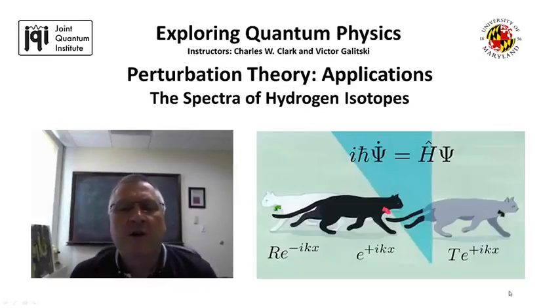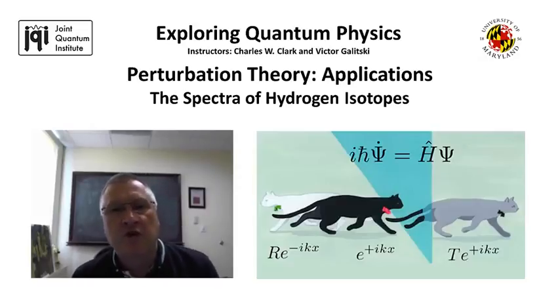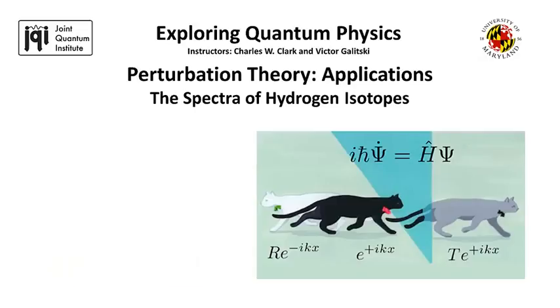I'm Charles Clark. We're going to conclude this lecture with another application of perturbation theory to a problem that can be solved exactly, an important problem, but this will show you how you can use perturbation theory to test against the result to see if you're getting the right answer in the leading order. We now return to a problem that we studied previously, the spectra of the isotopes of hydrogen, but we're going to approach it from the standpoint of perturbation theory rather than a direct solution of the Schrödinger equation.